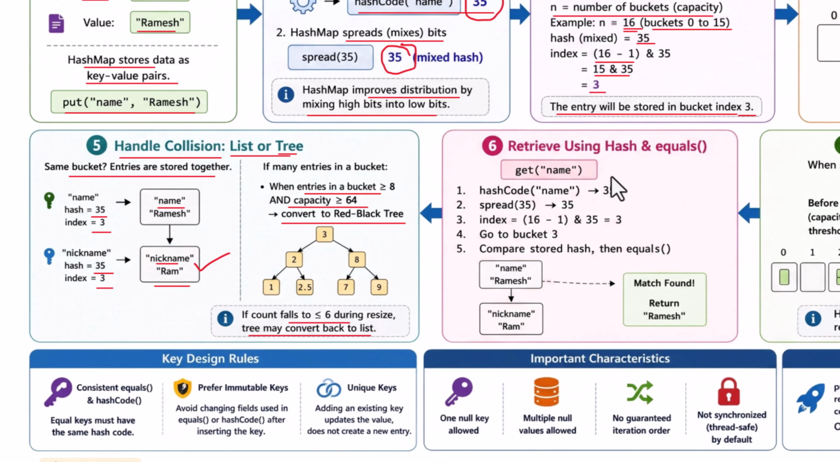The sixth step is retrieve a value using the hash and equals method. Suppose we call get(name). HashMap repeats the same main calculations.